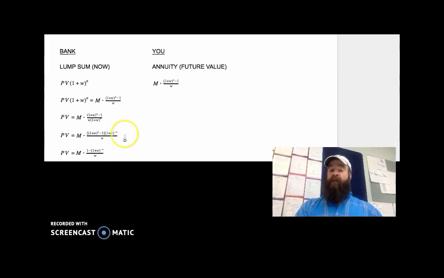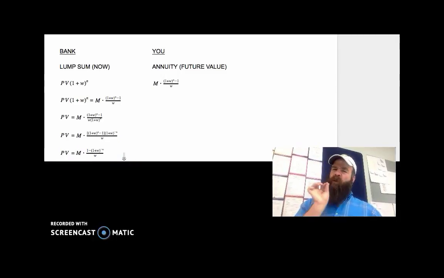(1 + W)^(-N) times (1 + W)^N becomes 1 because you add those powers together and the power becomes 0, and anything to the 0 power is 1 except for 0. And then when you multiply negative 1 times this thing, it becomes minus that thing. So this is a formula for present value that you'll often see.